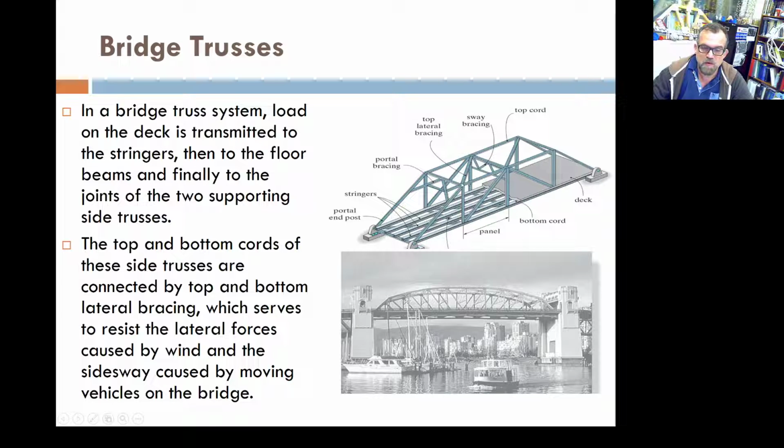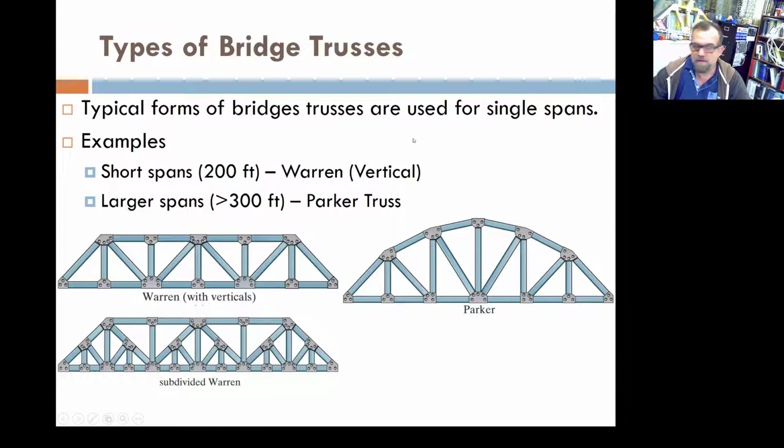Now the trusses also have to be connected. You see these connections here and these diagonal connections there. Those connections are for sway, to prevent sideways movement in the trusses. And there are different types of bridge trusses also. This is just here as a reference. For short spans, usually people use Warren trusses, and for larger spans you can use Parker trusses. That doesn't mean that you have to. You can imagine that, for example, this arch type of structure will help with longer distances.